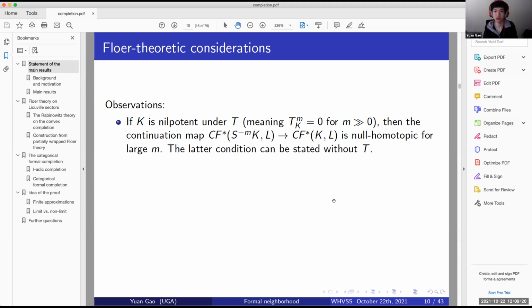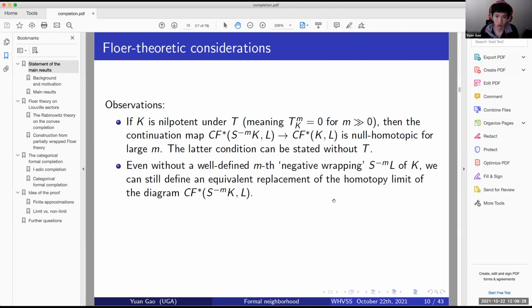But still, the problem is for general pairs, we don't even have this iterates of Serre. But there is an equivalent replacement of the homotopy limit of this diagram as you vary M. And it's a very simple object, which is just the Floer homology of K with L. Just take M to infinity.